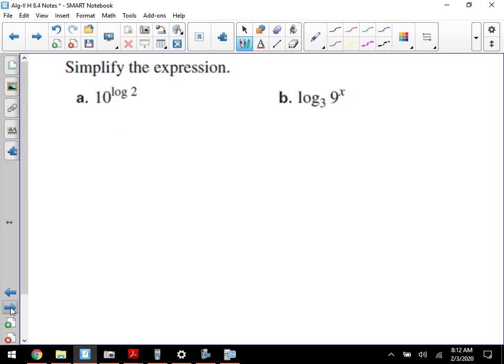Let's see here. So, for example here, we want to simplify these two. It says 10 to the log of 2.